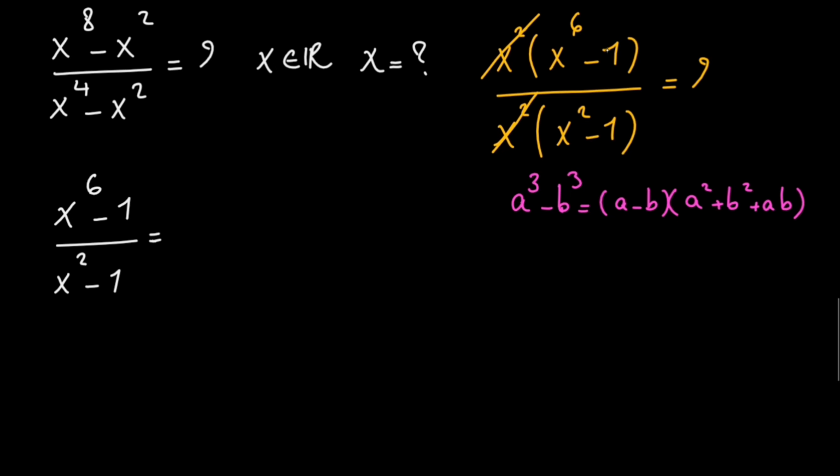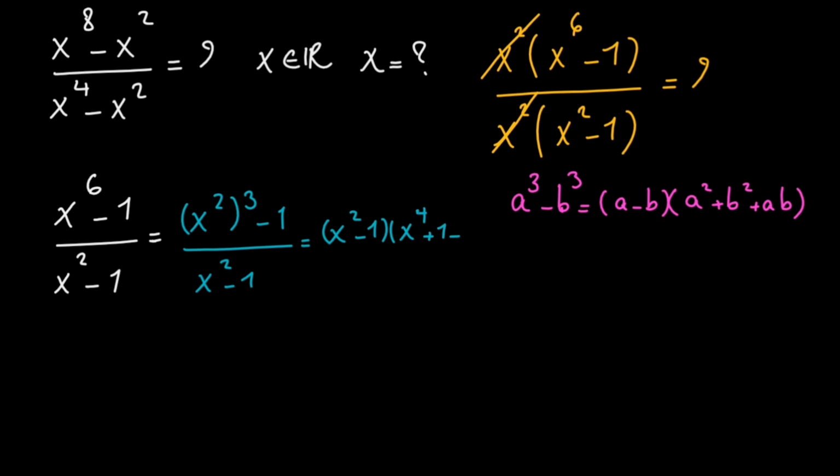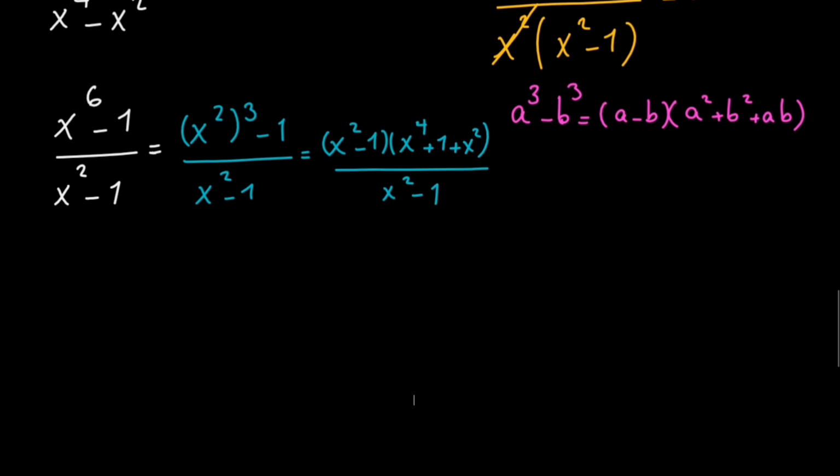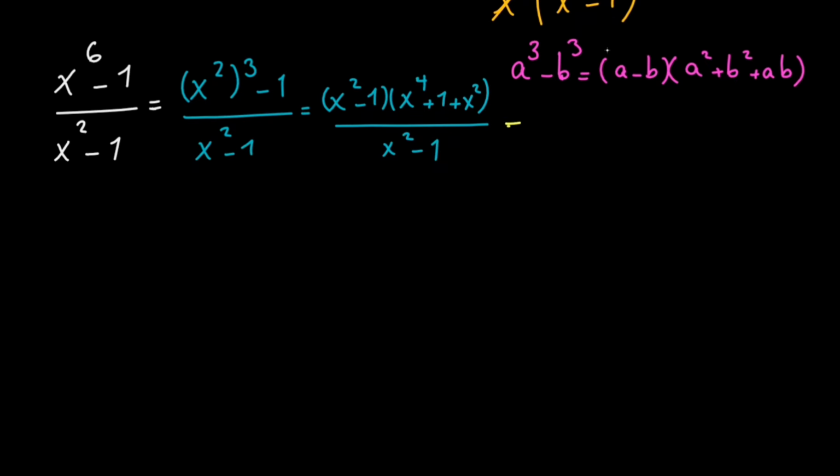If I use this one, I can write (x squared) cube minus 1 over x squared minus 1. So I can write it as x squared minus 1 according to the purple point, times x to the power of 4 plus 1 plus x squared, over x squared minus 1. So let me scroll down, and that was equal to 9.